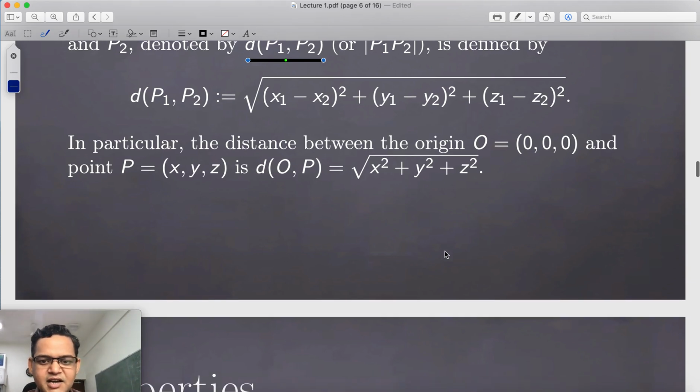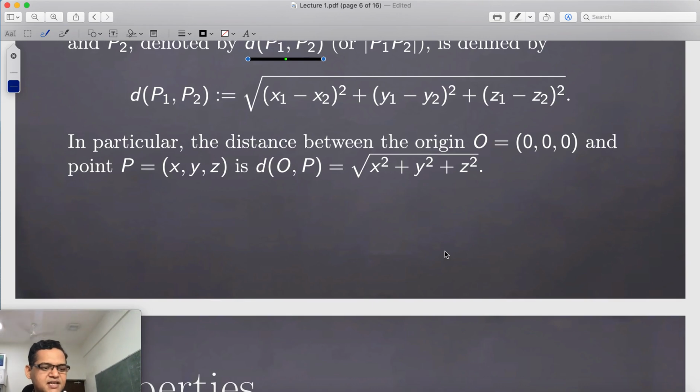Now once I know the notion of distance, I can talk about whether two points are close to each other or far apart. This will be used to discuss the analytic properties, because when I say that something is close or something is far, that is going to give rise to the concept of limit. But that is going to come later only.